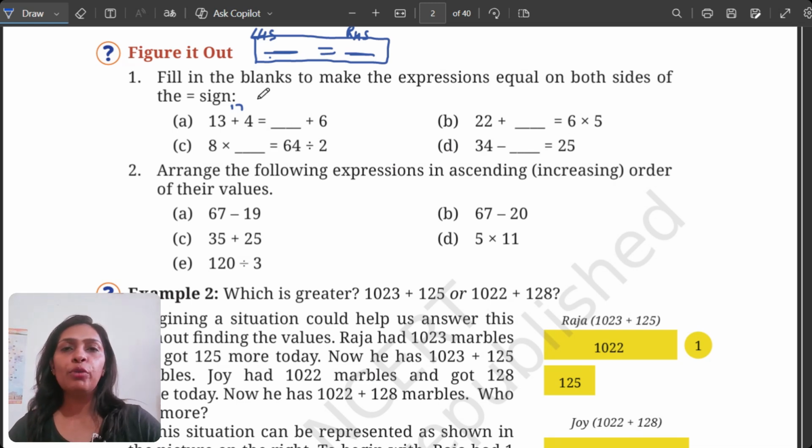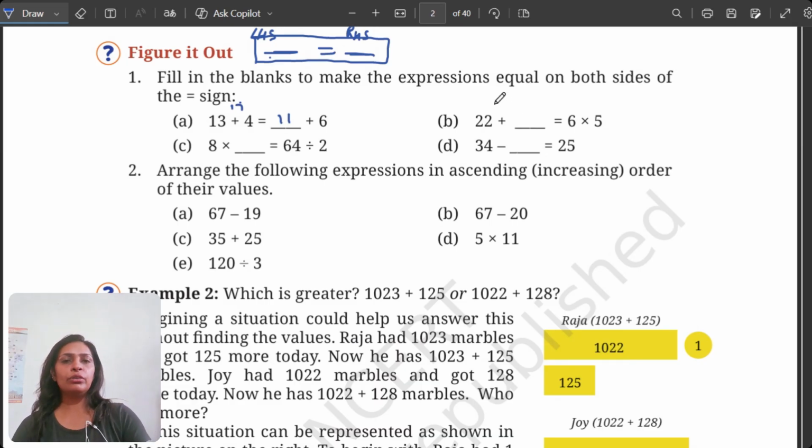Or smartly, simply what you can do is 17 minus 6. That is, again, you will give the answer, that is 11. So the answer to the first question is 11, because I have to make the equation correct and balanced. Now let's work on this one.